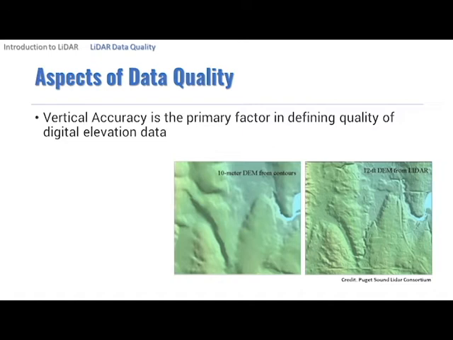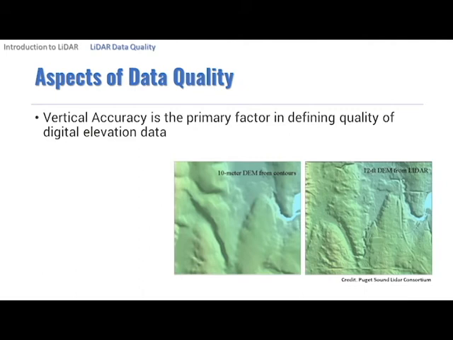There are other aspects of data quality that impact data usability, and it is very important that analysts are aware of these potential issues. Aside from vertical accuracy, data integrity and internal consistencies are also qualities of Lidar data that impact their effectiveness when used for mapping and analysis.